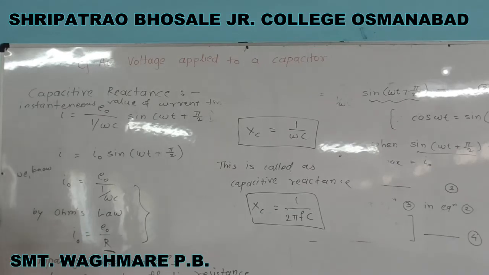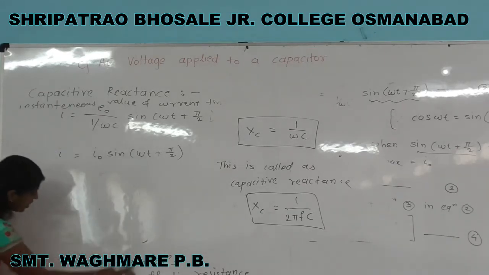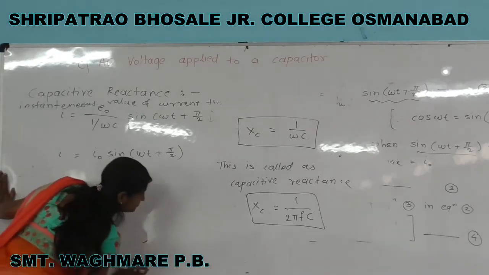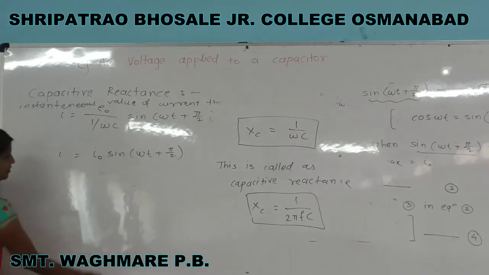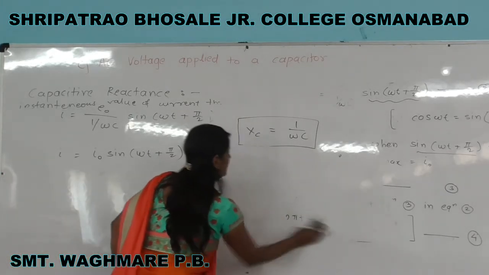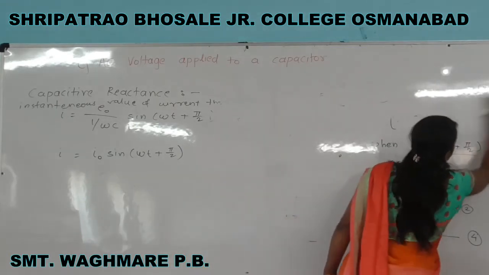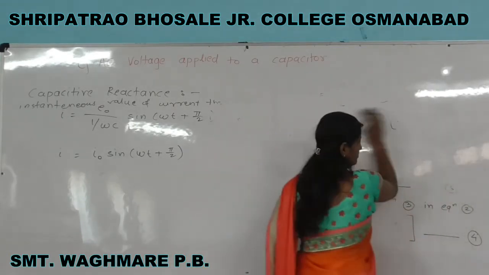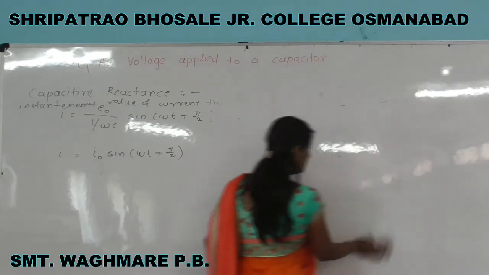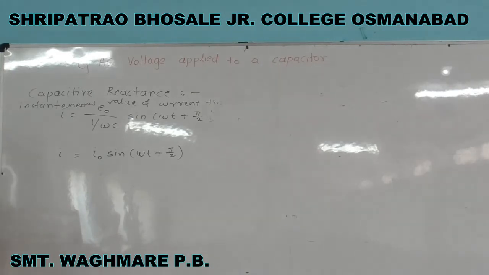Now, we can draw the graphical representation of current and EMF. Here we will draw the graphical representation of current and EMF with respect to omega t.